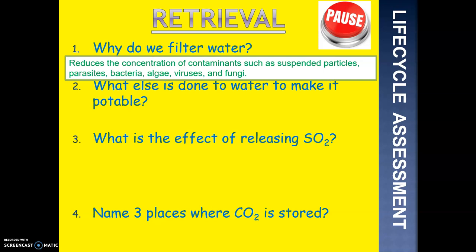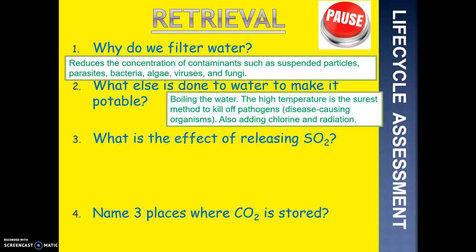Question 2, what else is done to water to make it potable? That means drinkable, and it can be used and clean. Boiling water, so you can heat it up. High temperature is the surest way to kill off these pathogens just mentioned. And you could also add chlorine to it, like in swimming pools, and then types of radiation, often X-rays. That's done in the final process of water filtration and cleaning.